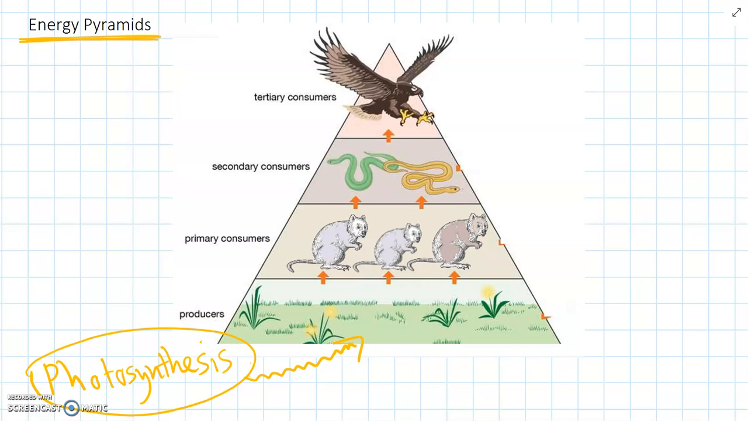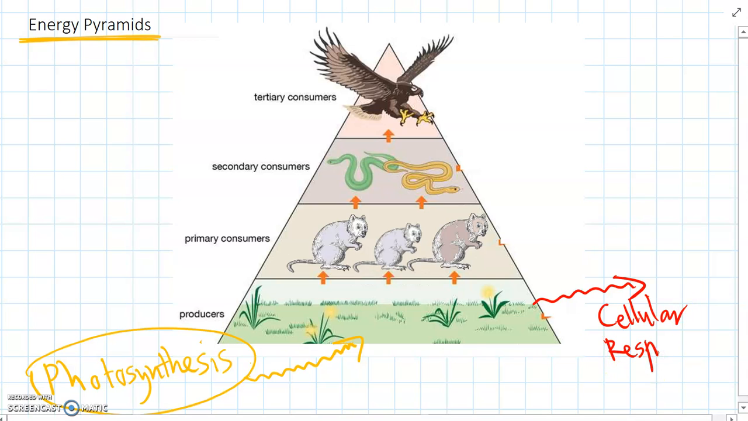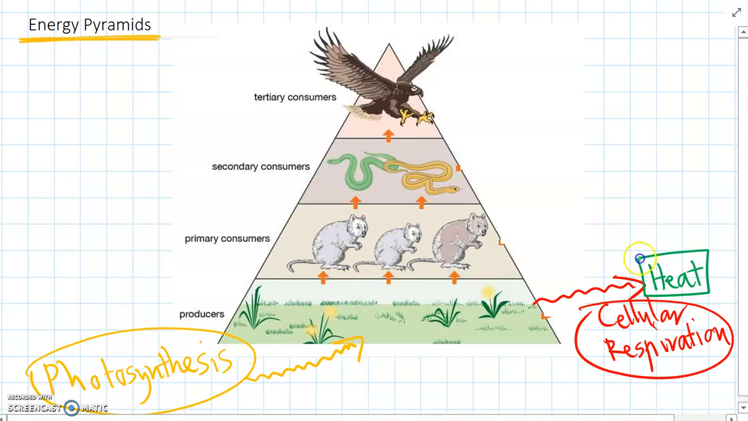And then, as the plants live their life, they do cellular respiration. So they use up that food energy, and the energy gets lost back to the environment. And remember, that energy is lost by heat. So, as plants lose energy from heat, that means there's less energy available in the food chain for the next level up. So the next level above plants are the primary consumers.